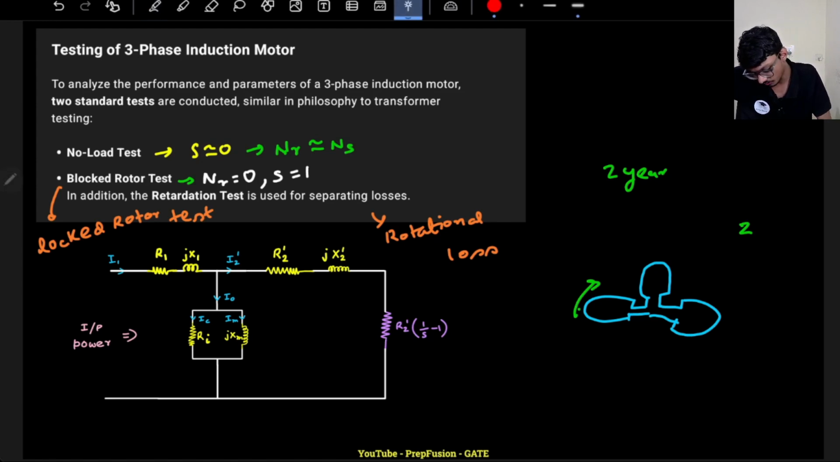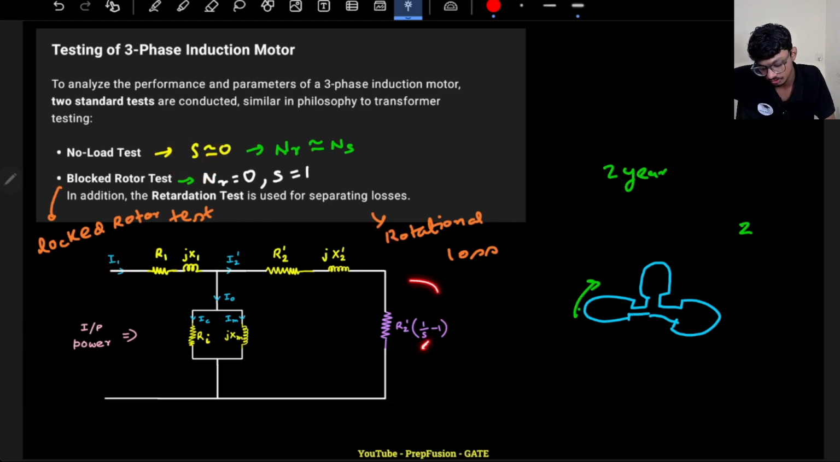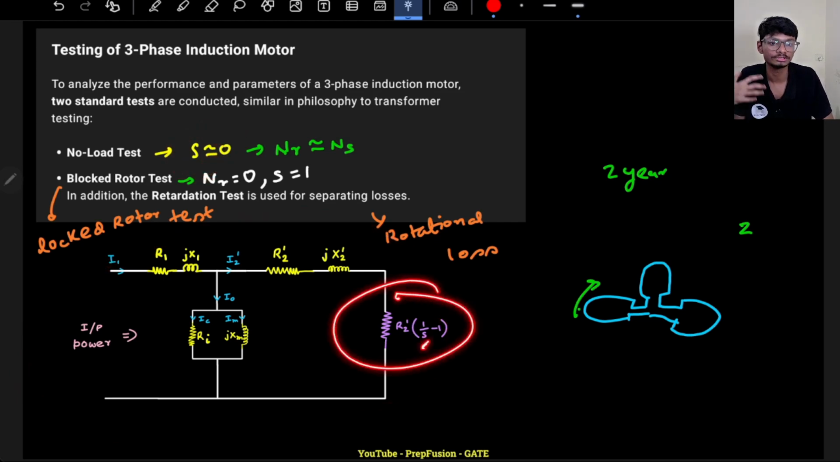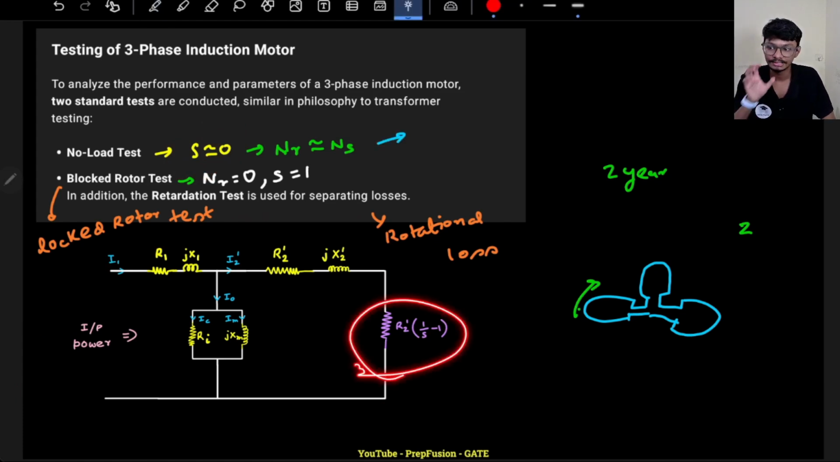So this is the equivalent circuit, right? Once you see at no load, no load means what? S will be tending to 0. If S tends to 0, this is infinity. So it is almost like a transformer, right? This is the electrical equivalent of the mechanical load.